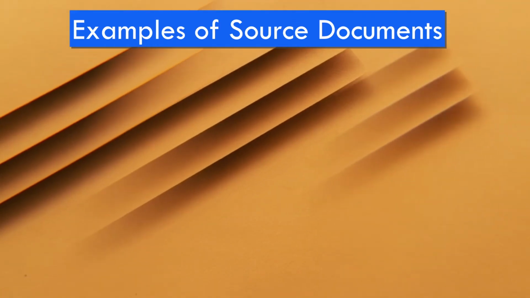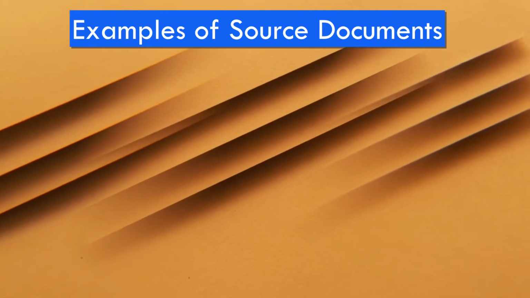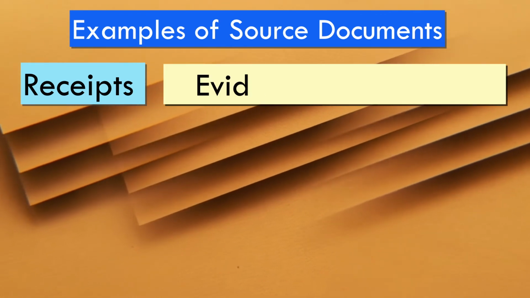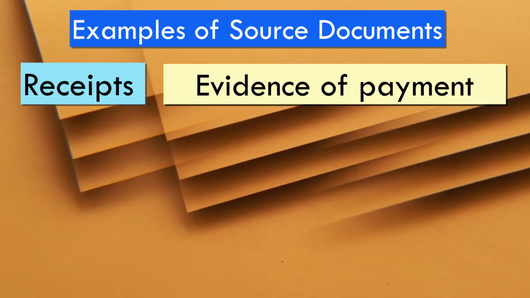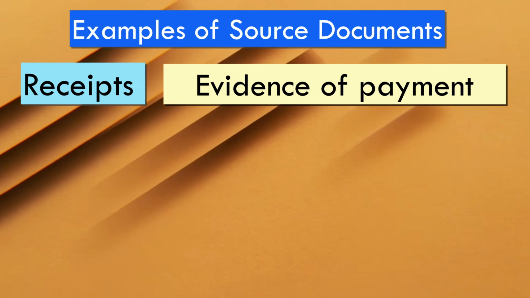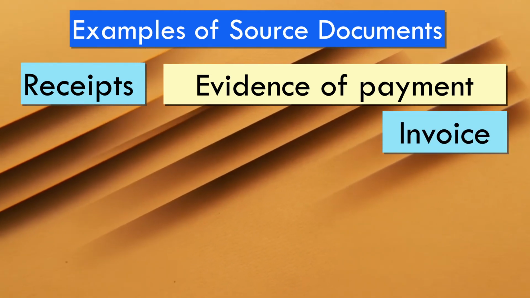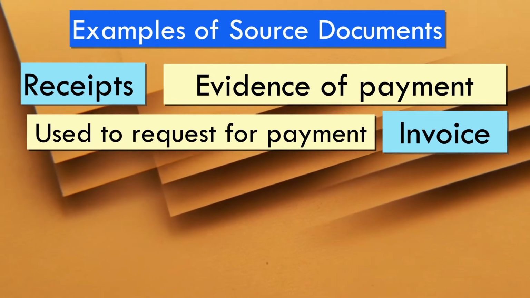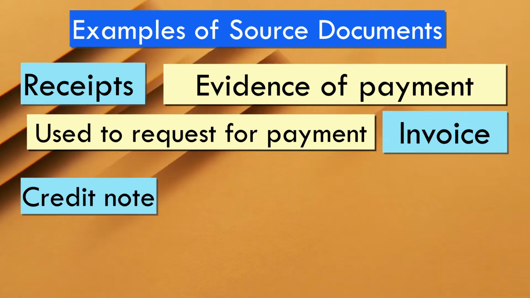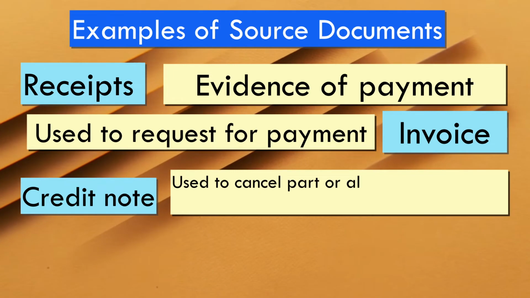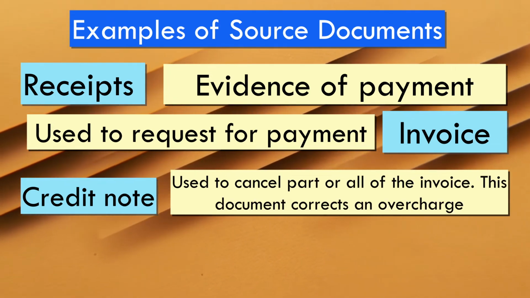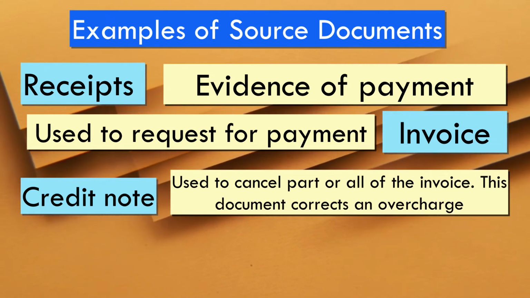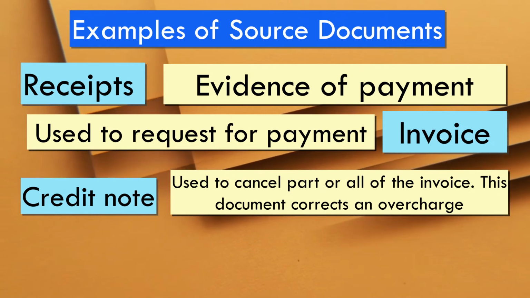Examples of source documents. 1. Receipts. These are documents that are used to provide proof that a payment has been made. 2. Invoices. These are documents that are used to request for payment. 3. Credit note. A credit note is used to cancel part or all of the invoice. This document in essence corrects an overcharge.